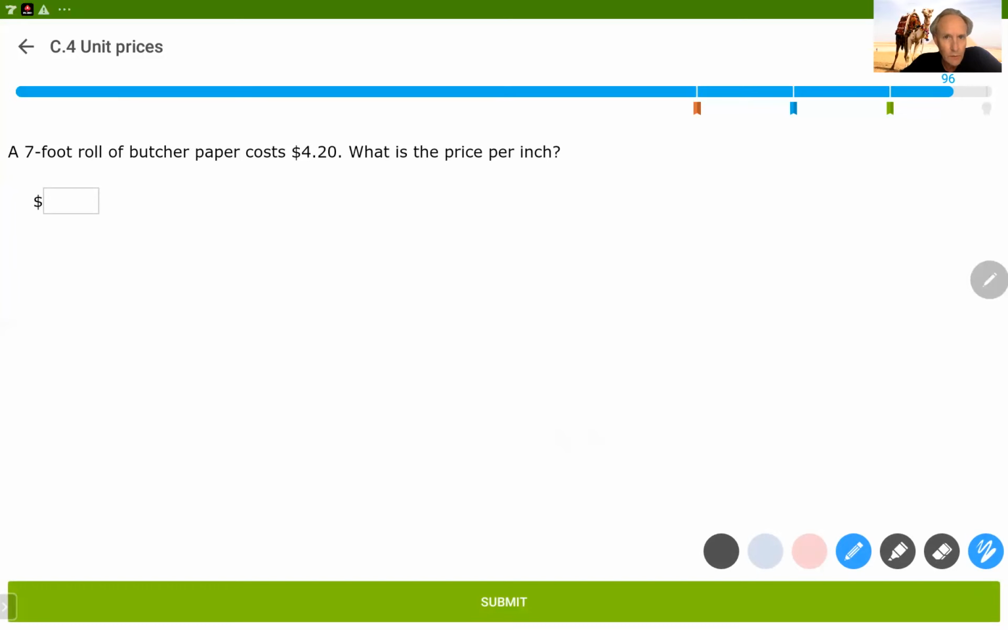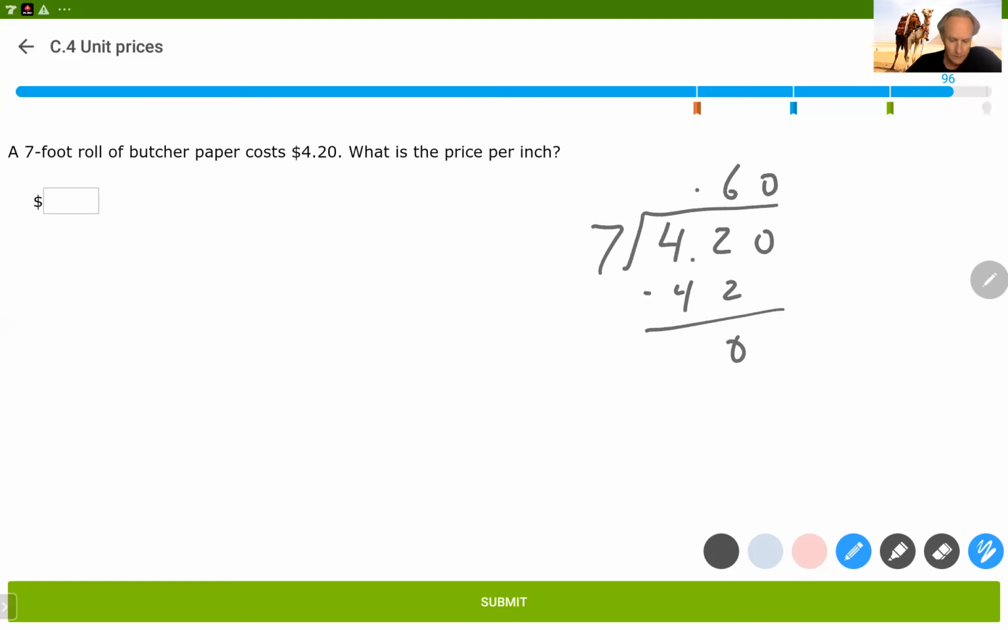7 foot. What is the price per inch? 7 foot goes into 420. 6 times. That is 60 cents. 60 cents per foot. And when we divide that by 12, we get 5 cents per inch.